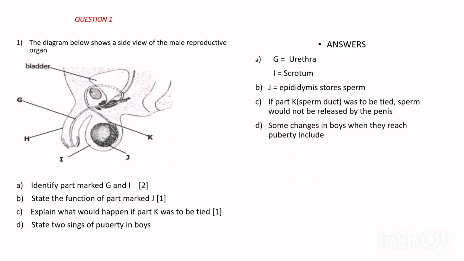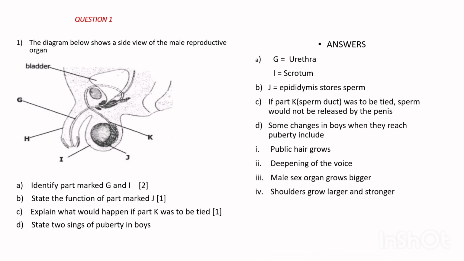State 2 signs of puberty in boys. So you can just simply say pubic hair grow, deepening of the voice, the male sex organ grow bigger, the shoulders grow larger and wider. So you also need to understand the word puberty. The word puberty simply means it is a stage in human life cycle where organs of the reproductive system mature. Then you have answered question 1. If you are able to answer question A to D based on what we have explained, then you are good to go. We move to the next question.